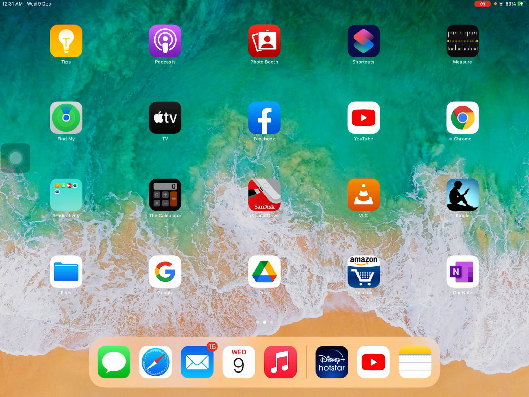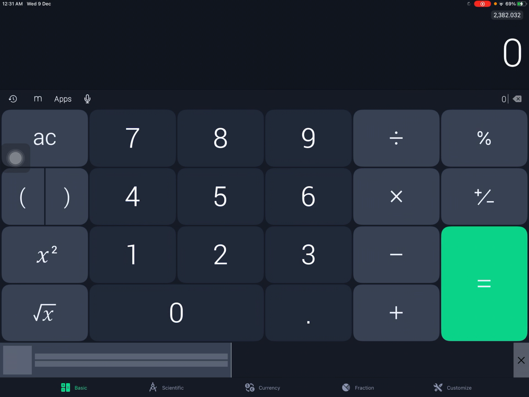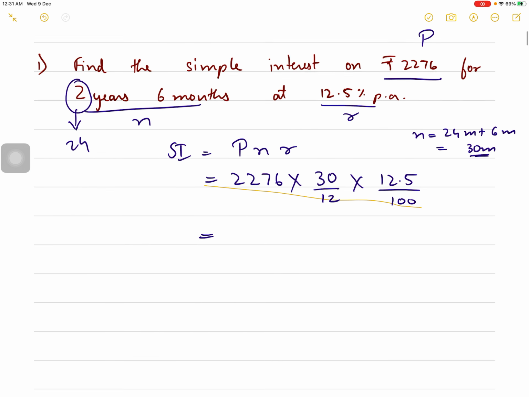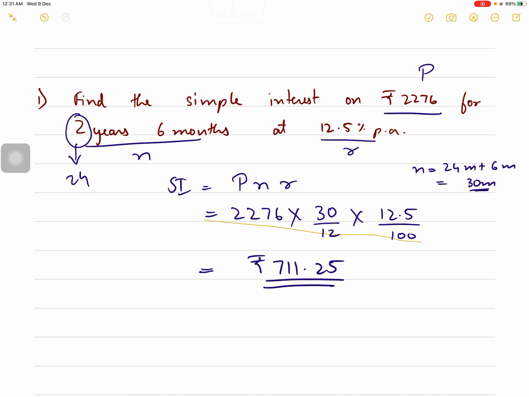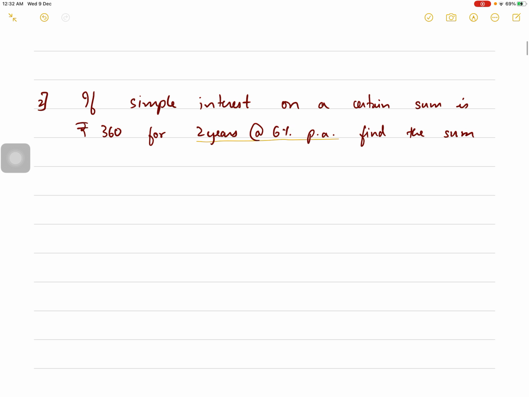So 2276 into 30 divided by 12 into 12.5 divided by 100 comes to 711.25. So interest is rupees 711.25. Let's solve the next problem.